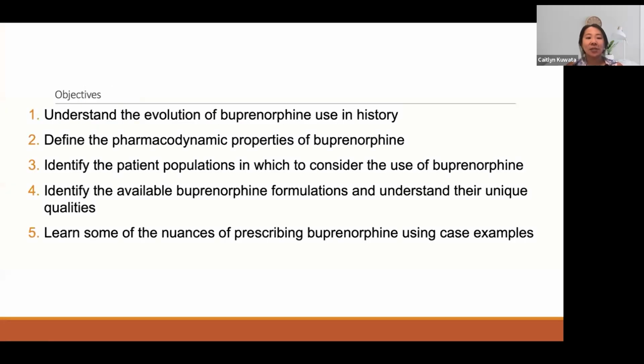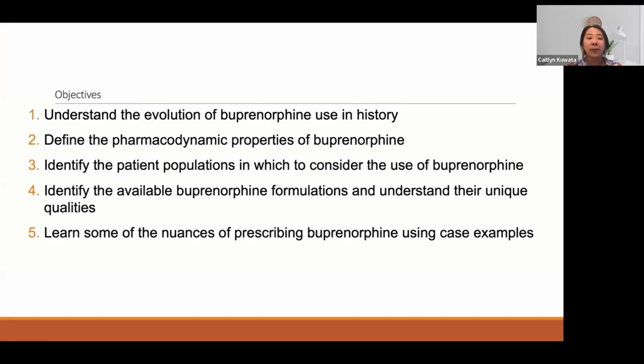The objectives of today's talk are to understand the evolution of buprenorphine use in history, define the pharmacodynamic properties of buprenorphine, identify the patient populations in which to consider the use of buprenorphine, identify the available buprenorphine formulations and understand their unique qualities, and learn some of the nuances of prescribing buprenorphine using case examples.